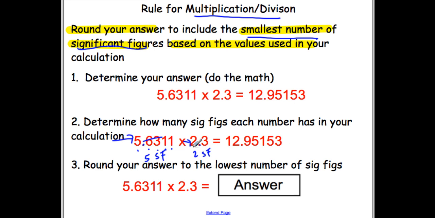So I just had to count up how many sig figs both of the numbers that I started with had. My rule is when I'm looking at my answer and when I'm rounding my answer, I want to make sure that my answer has the lower of those two numbers. So I had 5 sig figs and I had 2 sig figs. Well, 2 is lower, so I've got to take this answer and round it down so that it only has 2 significant figures. Now, the same rules for rounding are going to apply to this as we did before.